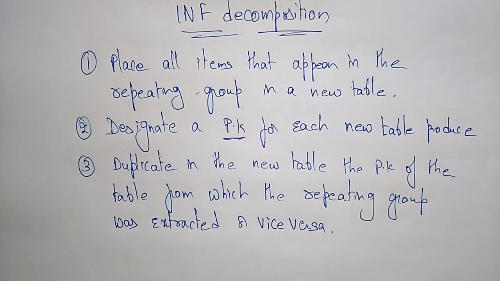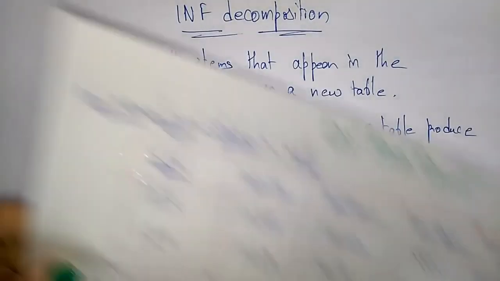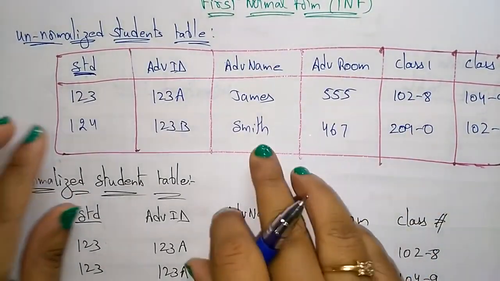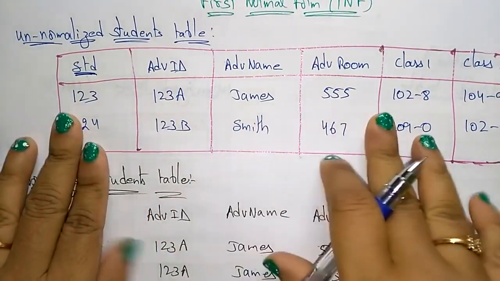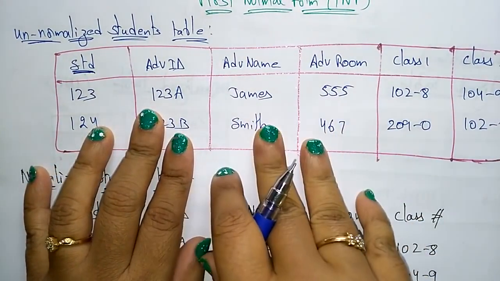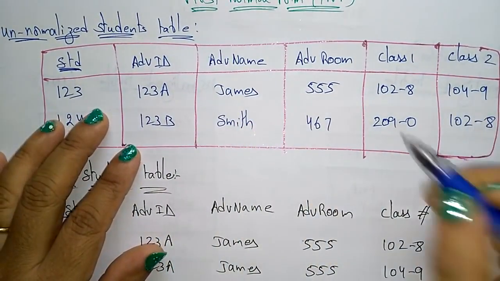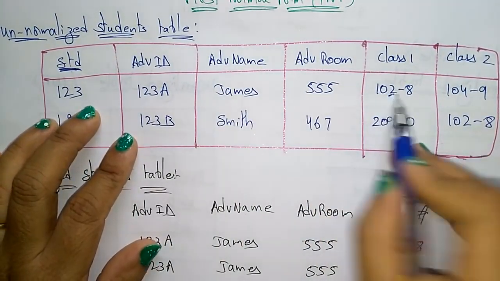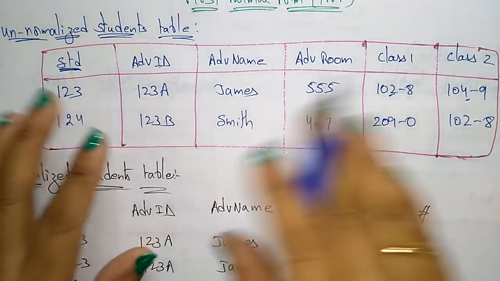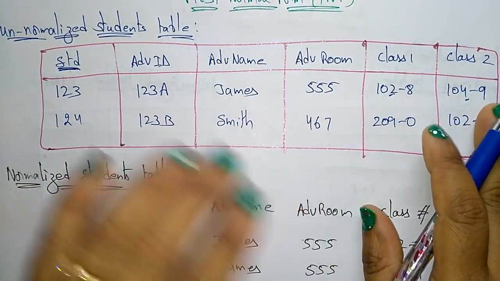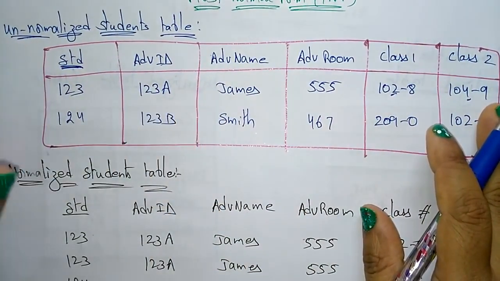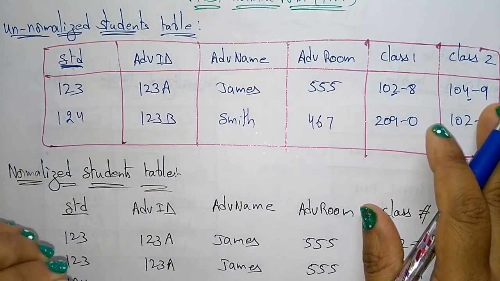So let's see some examples, then you will understand how we make a relation into first normal form. Here I have taken one example. This is an unnormalized student table, which means redundant data is there. A student is holding different redundant data: he is holding the class 1 information as well as the class 2 information. So it is a table consisting of redundant data. If you want to reduce this redundant data, you have to apply normalization.